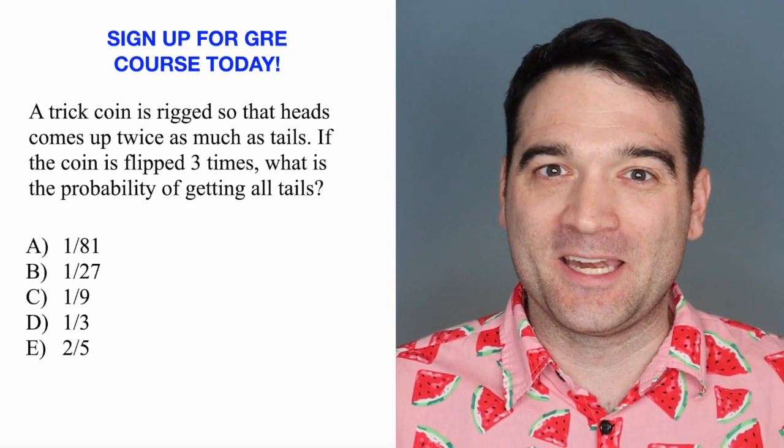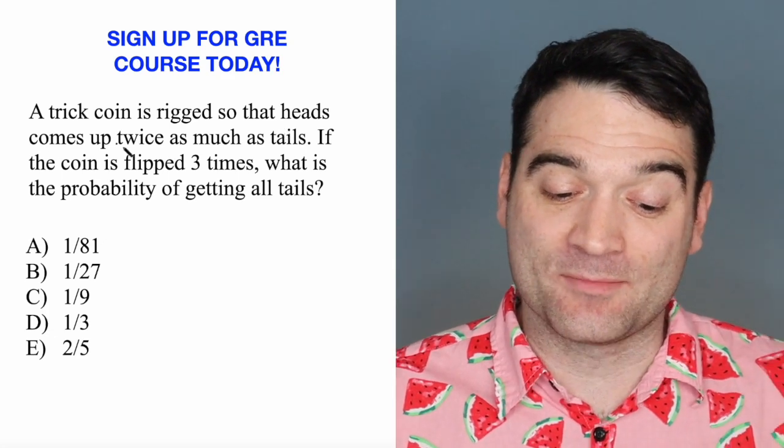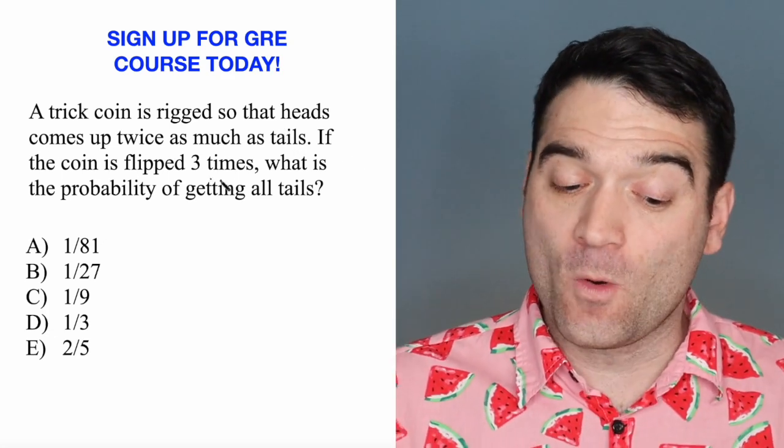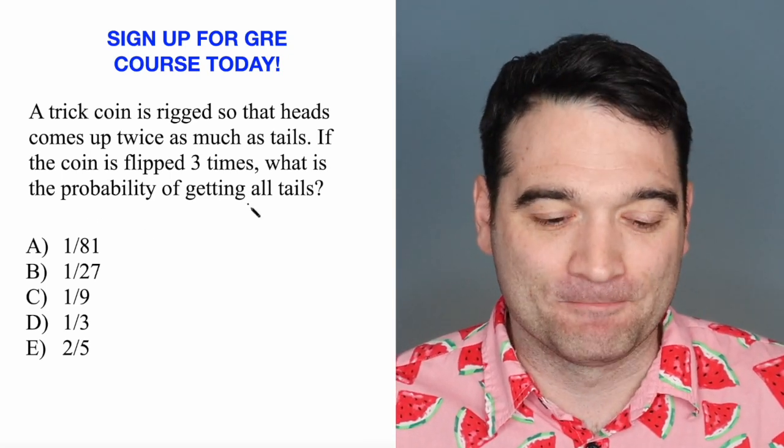Here's a GRE probability question. Let's take a look. A trick coin is rigged so that heads comes up twice as much as tails. If the coin is flipped 3 times, what is the probability of getting all tails?